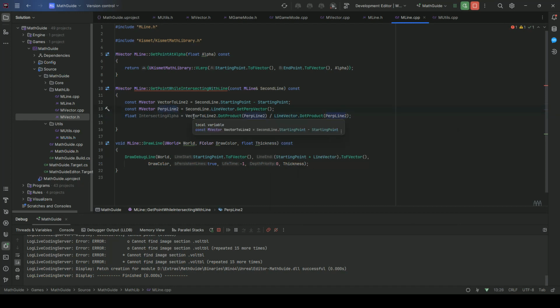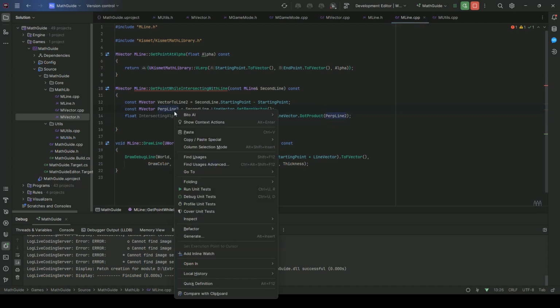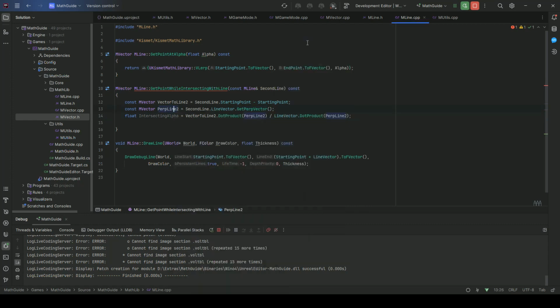I think we need to change this. Control not working, refactor rename. Instead of perp line 2, perp line 2 perpendicular vector. Okay, now we have the alpha.